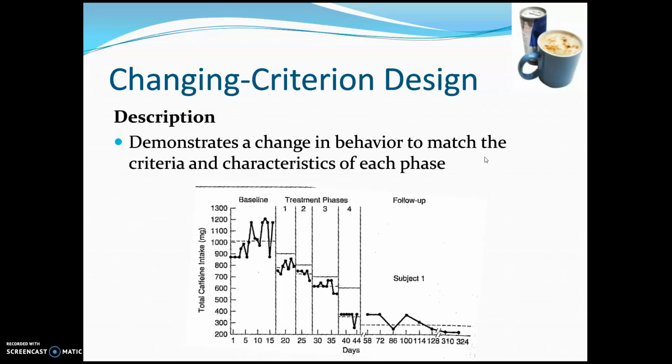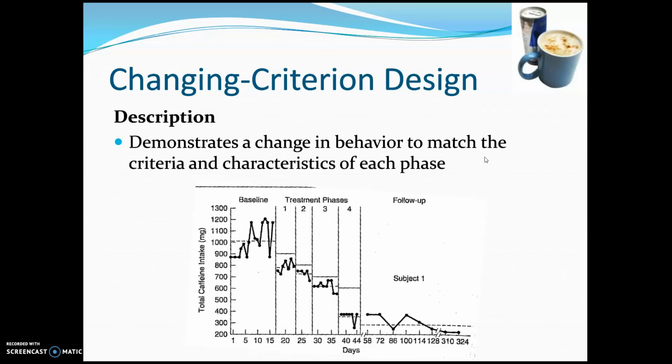The third, this is actually my favorite type here. So we've got changing criterion design. It's going to say it on the next slide, but let me start with the fact that this design is utilized for a terminal response. Okay, and what that basically means is at the end of this treatment, the person should no longer display the behavior, right? So this is not good for dieting, for example.